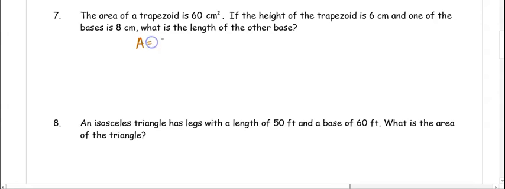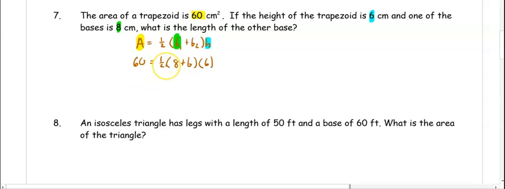So our area of a trapezoid is equal to 1/2 base 1 plus base 2 times the height. We know that the area is 60. We know that the height is 6. And we know that one of the bases is 8. So when we substitute that in, we get 60 equals 1/2 base 1, which is 8, plus our second base times the height of 6.